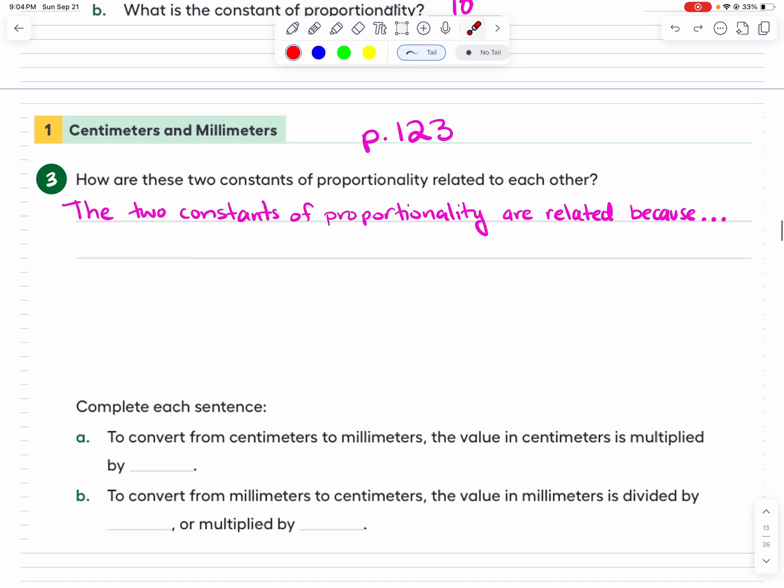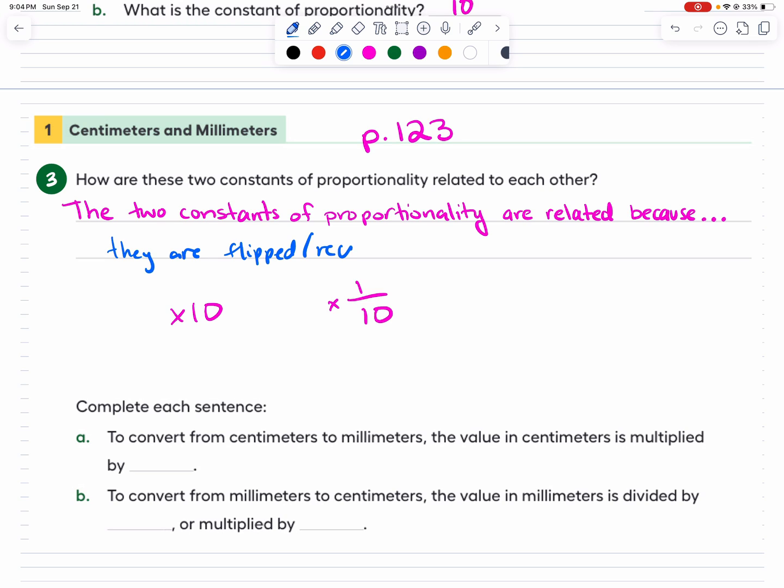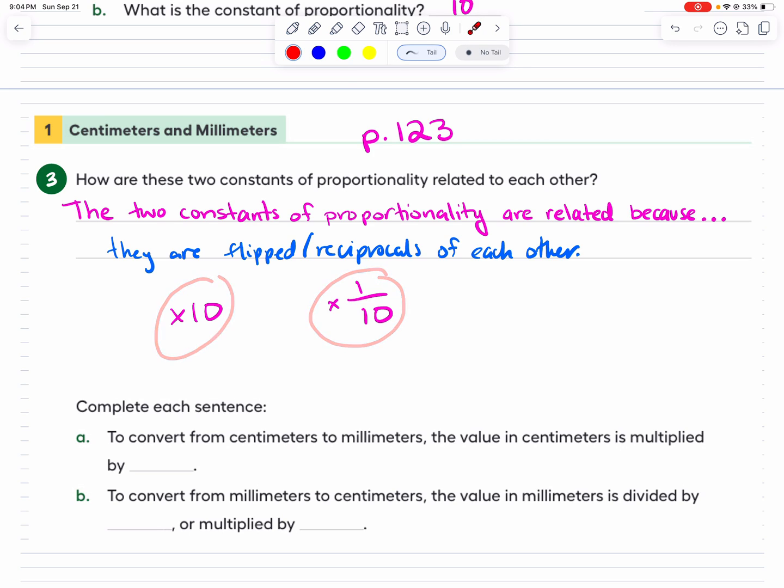Now, how are these two constants of proportionality related to each other? The two constants of proportionality are related because one was times 10 and the other one was 1 over 10. They are flipped, reciprocals of each other. So they are not the same. Absolutely not. They're not the same.